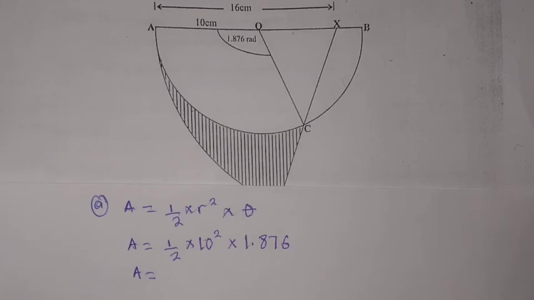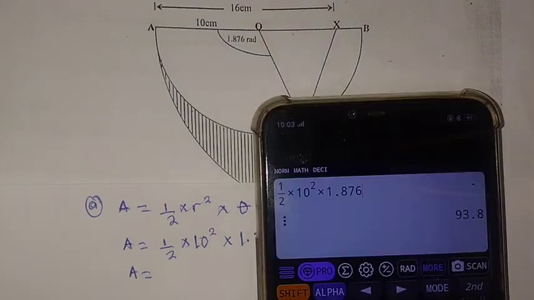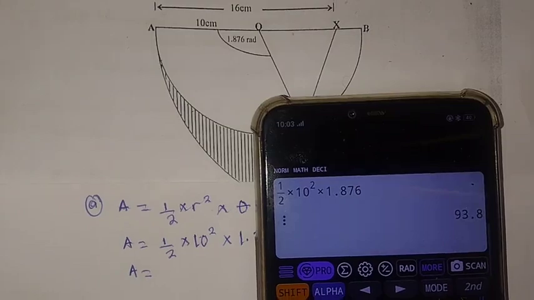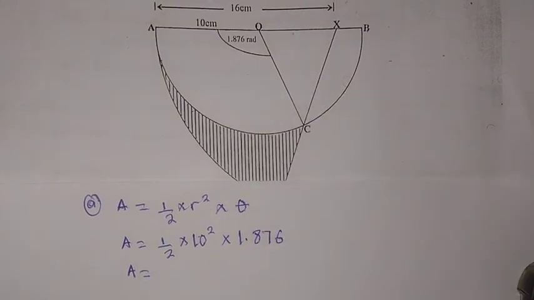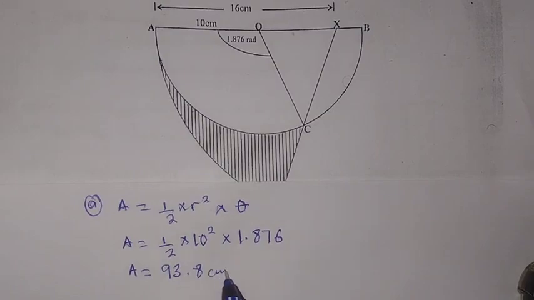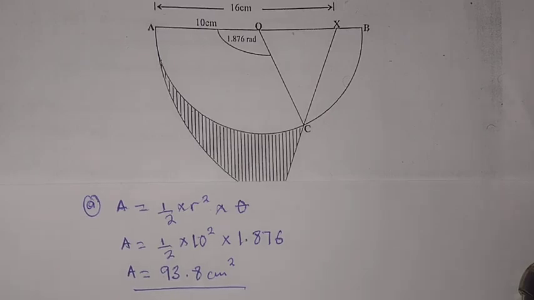So from here, we write area equal to, so just punch everything on the calculator there, see what you are going to get. Right, so this is our answer once we punch everything on the calculator, as you can see. So the answer that we have there is 93.8 centimeter square. So this is the area. So we have found question A. Let us now move on to question B.